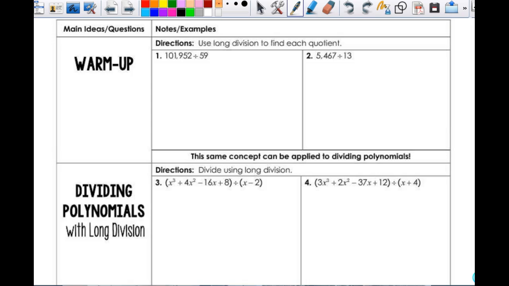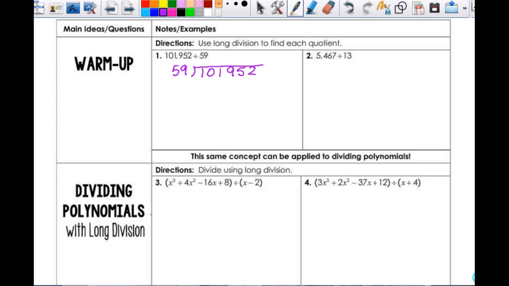It's all fine and good. But these are skills that you need to have anyway. It's just going to lead us into what we're doing. So I'm going to divide 59 into this number. So 59 goes on the outside, right? And we're dividing that into 101,952. Okay? Not a square root.